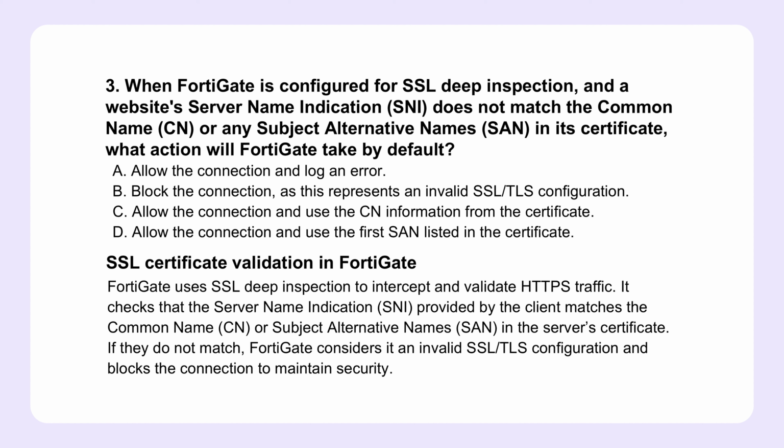So if FortiGate is doing SSL deep inspection, and it sees that the server name indication, the SNI from the client, doesn't match the CN or any SAN in the server's certificate, well, by default, FortiGate will just block the connection. It just stops it cold. It treats that mismatch as a serious certificate validation failure. And the thinking behind it is protection. It's a safeguard against potential man-in-the-middle attacks, spoofing, or even just badly misconfigured servers that might pose a risk.